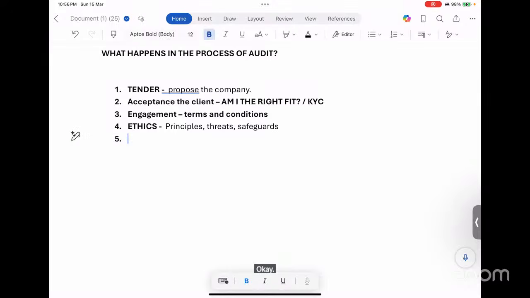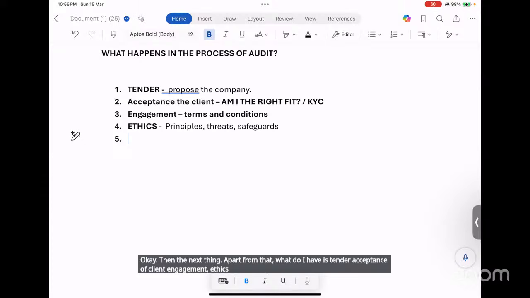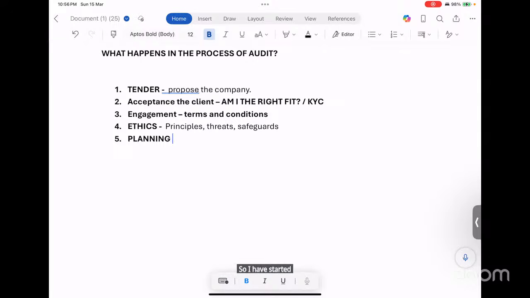Then the next thing, apart from that, what I have is tender, acceptance of client, engagement, ethics. Finally, once I onboard the client, I need to start planning the audit process. So I have started the audit of a company.